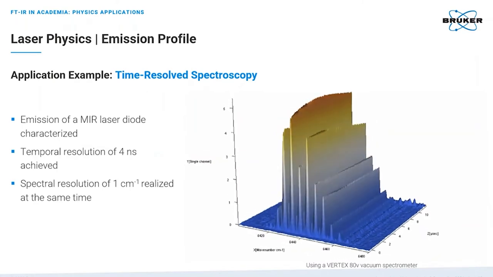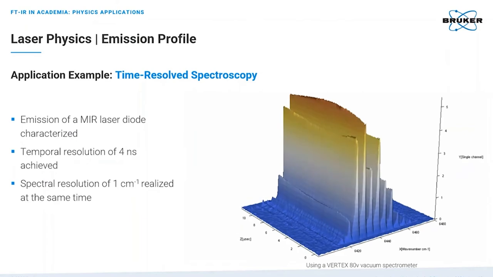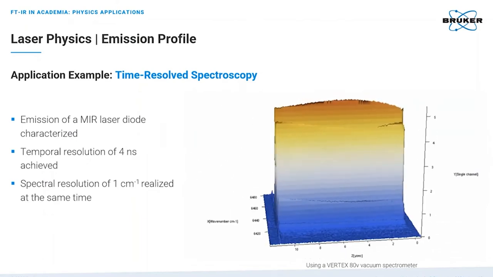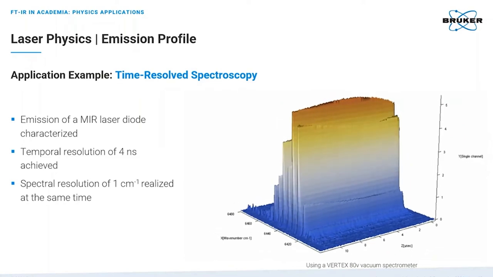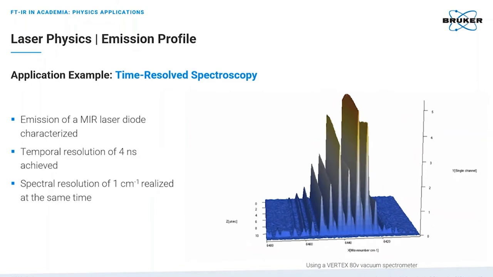The very first example comes from laser physics. Here we measure the emission of a mid-IR laser diode on a nanosecond scale. This is an experiment we often do in our demo lab in Ettlingen, Germany, to demonstrate the functionality and performance of the step scan technique. As you can see here, besides resolving the several emission lines at different wave numbers, we can also see the intensity change of the emission along the time.